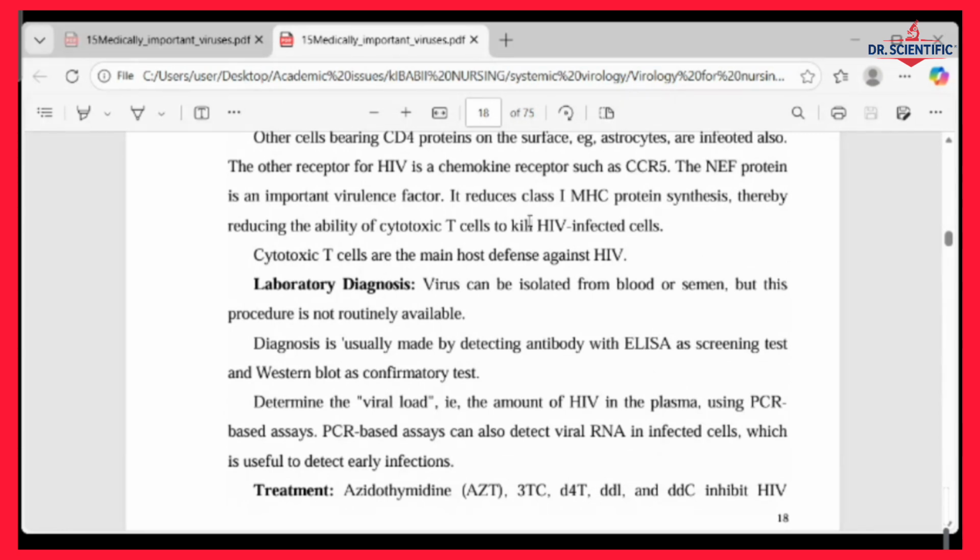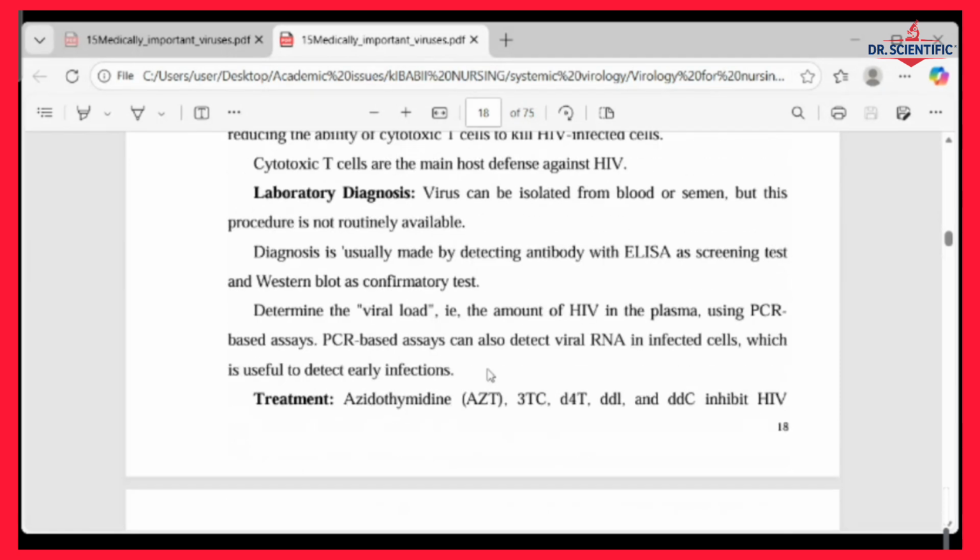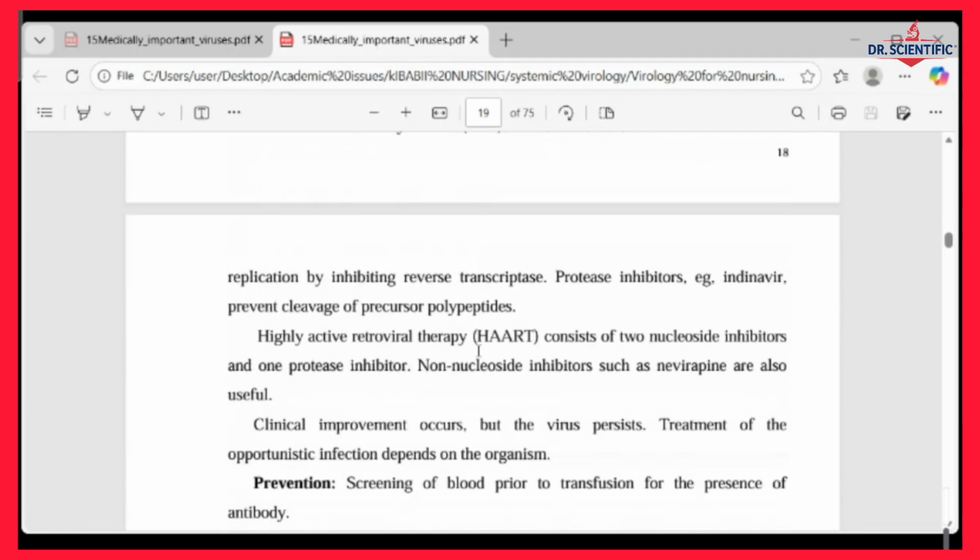Now, when you are doing the diagnosis in the lab, you can do a serology, you can do ELISA, you can do PCR. There are so many tests you can use to check for HIV.